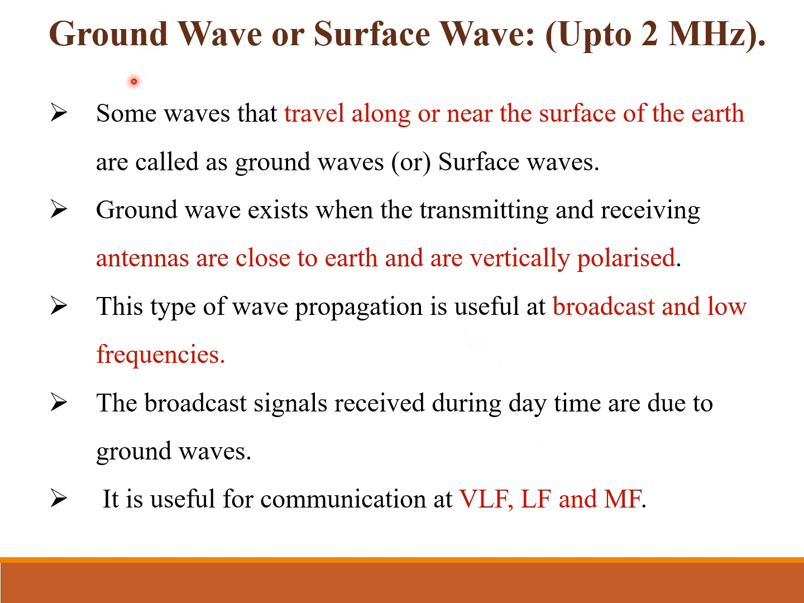Now let us see what is meant by ground wave or surface wave. The signal travels along or near the surface of the earth, and hence it is called ground waves or surface waves. In the case of ground wave transmission, the transmitting and the receiving antennas are close to the earth and are vertically polarized. This type of wave propagation is used at broadcast and low frequencies. And it is useful for communication at very low frequency and medium frequency.